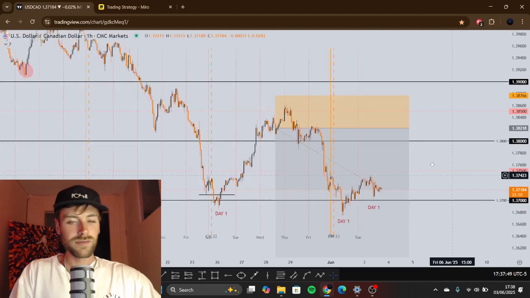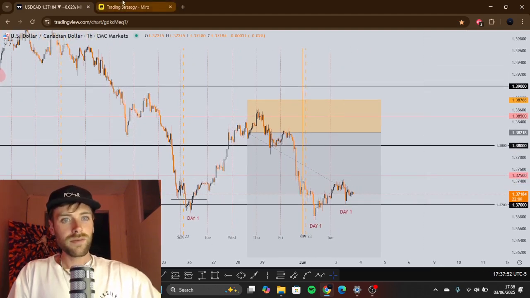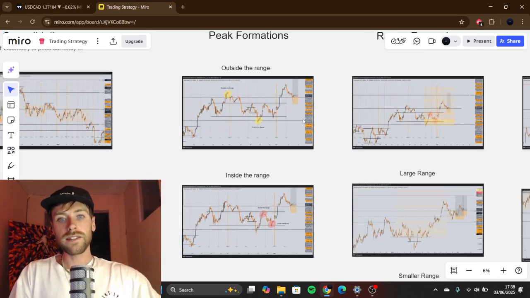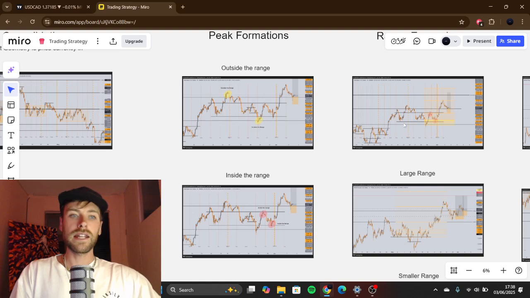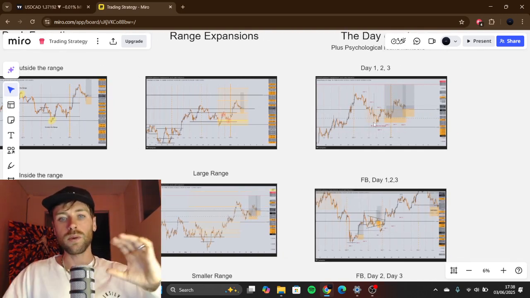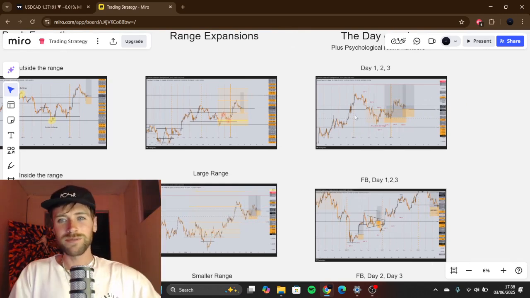Cool. Guys, consolidations, peak formations inside that consolidation, expanding that consolidation, and then using the day count to actually figure out where we are in that consolidation.